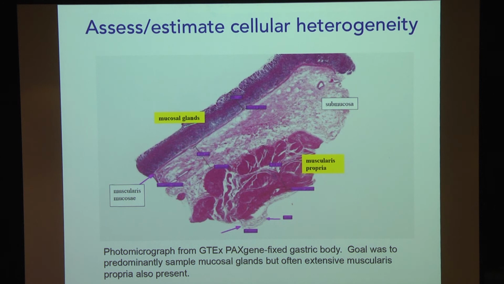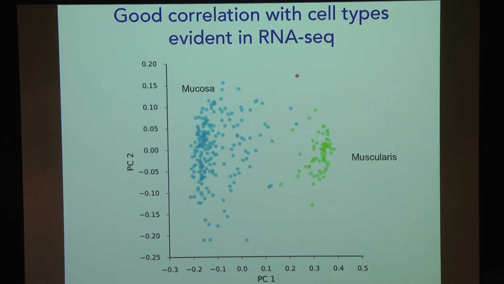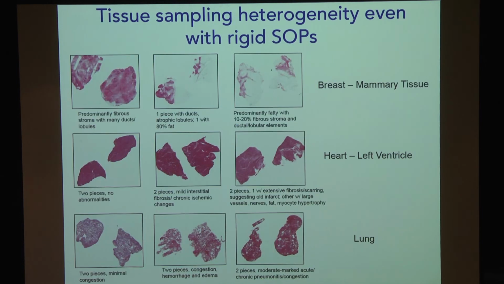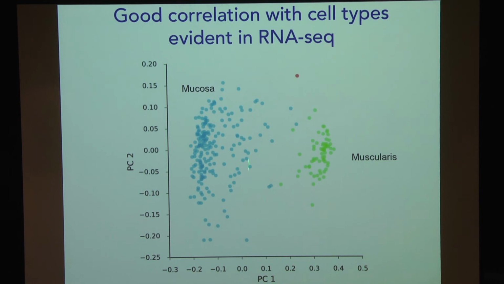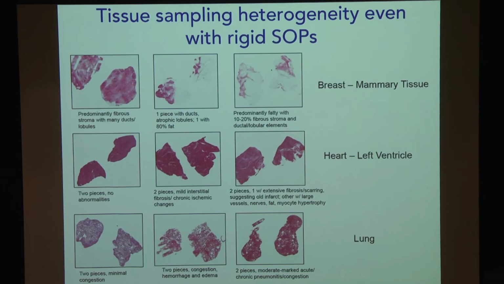As you can see, the mucosal glands were the goal that we were trying to sample, but in this piece, as in many, we often also sampled excessive muscularis as well. And that's the type of thing where there was good correlation with cell types evident in the RNA-seq data. We went back and did some laser capture to show that these are all largely predominantly mucosal cell populations we were sampling, and these were largely muscularis. So those drove the first couple of expression principal components in the lung.